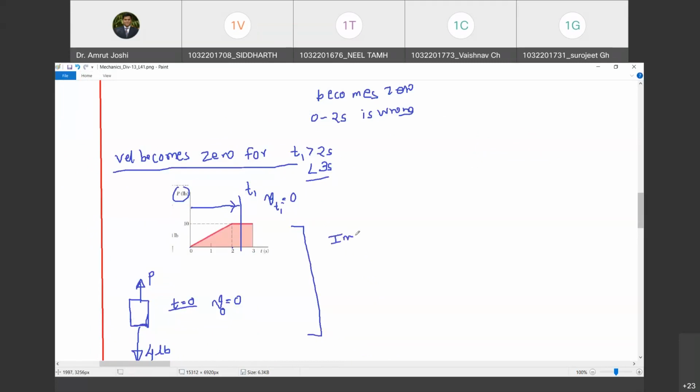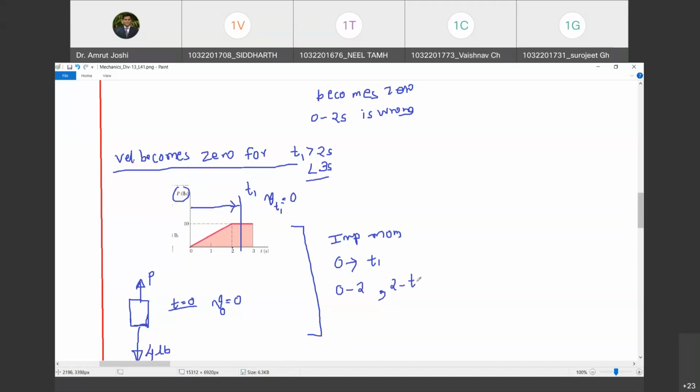Impulse momentum principle from 0 to t1. Do you agree with me? Yes, sir. Now you see the variation of p is different from 0 to 2 and 2 to 3. Do you agree with me? Yes, sir. So therefore we will have to split this interval into two parts. One is 0 to 2 and second is 2 to t1.